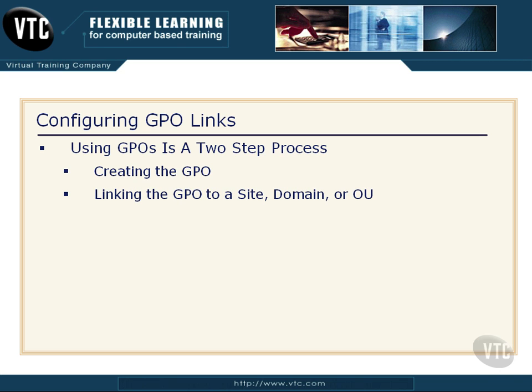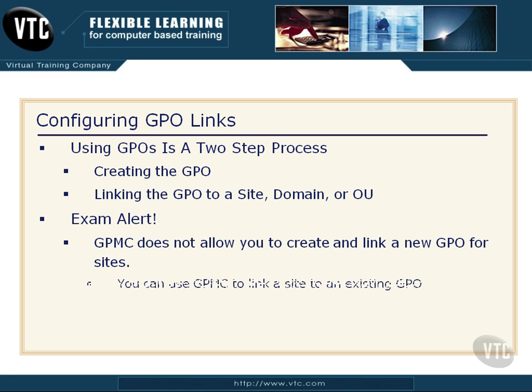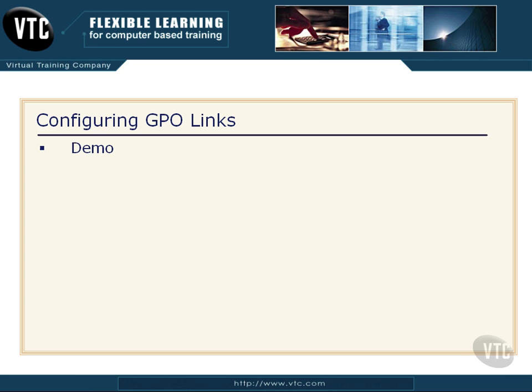Now, the way you do it in the Group Policy Management console looks like a one-step process, but really most of the time it's two. Now, little exam alert here. The Group Policy Management console does not allow you to create and link a new GPO for sites, but you can use the console to link a site to an existing GPO. And you'll see that in just a moment when you see how this thing works.